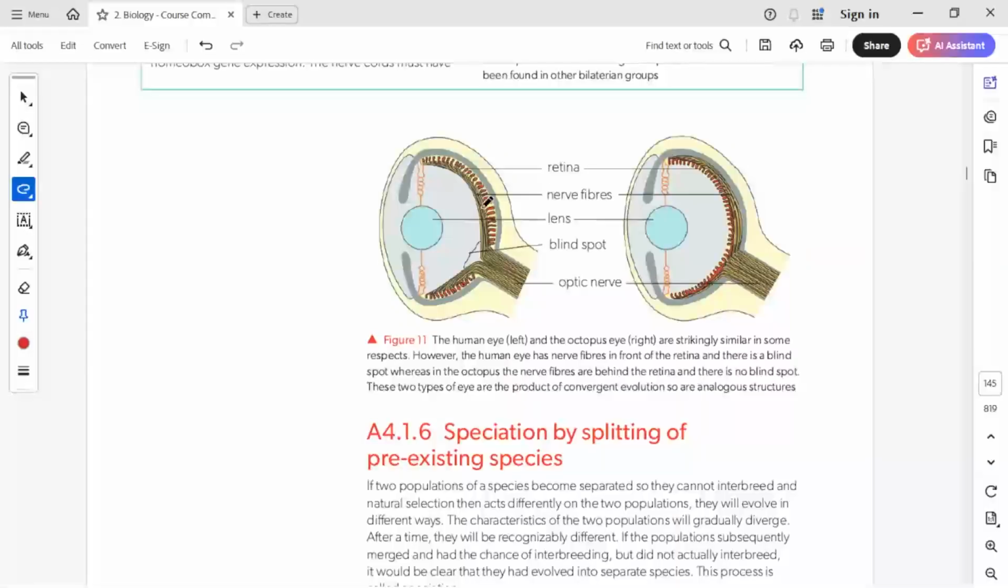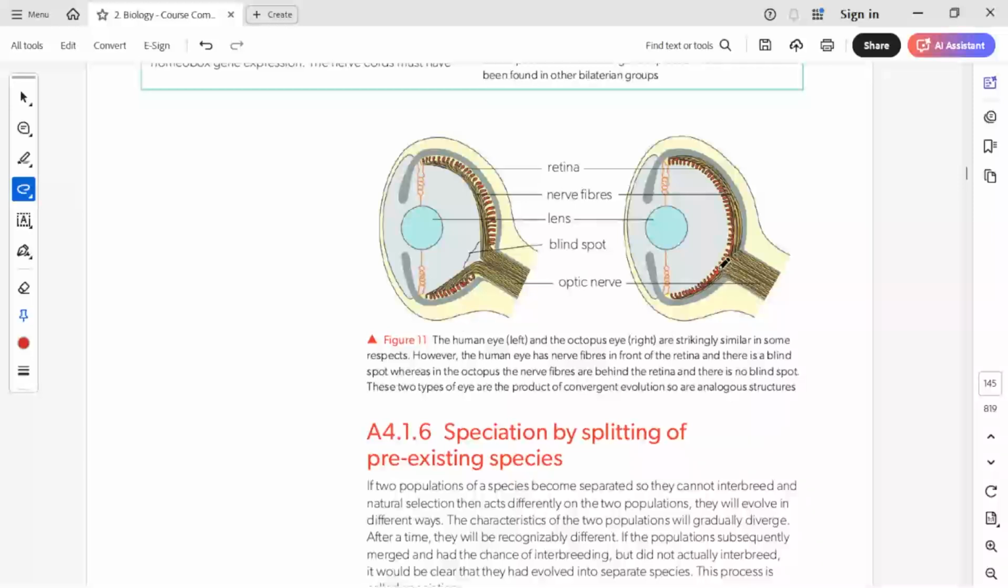And the frontal, the blackish yellowish lines, this is basically the nerve fibers. So here we can see that the retina is coming in the back side of these nerve fibers, and there is a central blind spot present here.